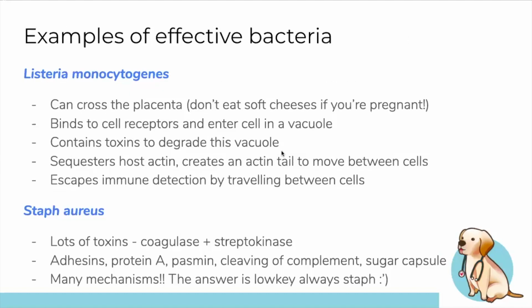Okay, so examples of effective bacteria. These are examples that they talk about fairly extensively, so I'd say the effective ones you probably should sort of know about. So Listeria basically goes into the cell, and then it sequesters all your actin and creates a little tail to move between the cells and escapes immune detection because it never really has to leave the cell. It just travels between. And then you have staph, which literally just does everything.